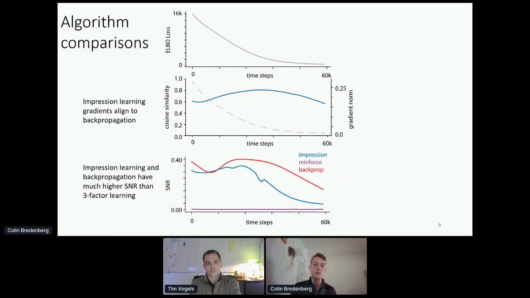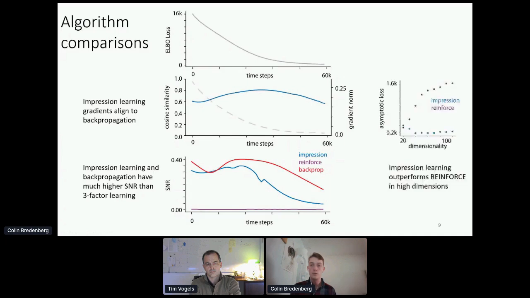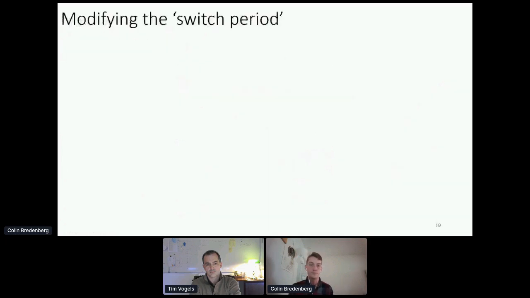Underneath, I'm plotting the signal-to-noise ratio averaged across synapses for impression learning, backpropagation, and REINFORCE. And notice that REINFORCE has a much smaller signal-to-noise ratio, but keep in mind that signal-to-noise ratio is only an indirect measure of performance. So in this last plot, we're going to validate that REINFORCE performs much worse as we increase the dimensionality of the hidden variables in the stimulus, relative to impression learning, which is demonstrating again our algorithm's superior efficiency. So now that we've shown that our algorithm is effective, we can address our second question.